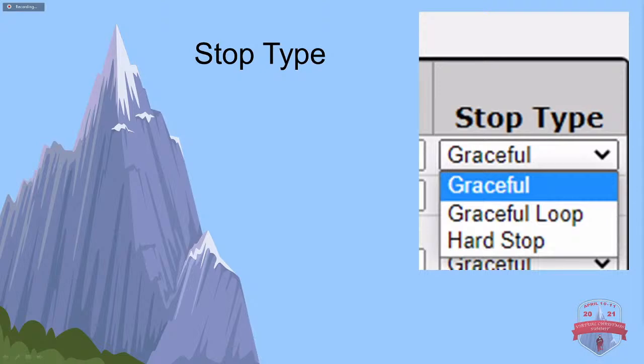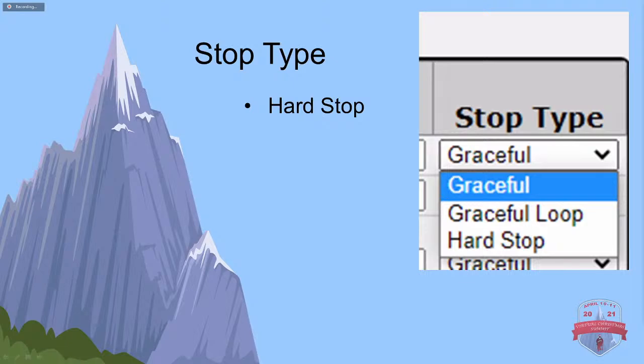So we'll start with the stop type. There are 3 stop types. The hard stop is basically that. It will stop your show at the designated time. If you tell your show to stop at 10 p.m., right at 10 p.m., it stops. If it's in the middle of a song, that song stops right then. If you have a lead out, your lead out section will not play.